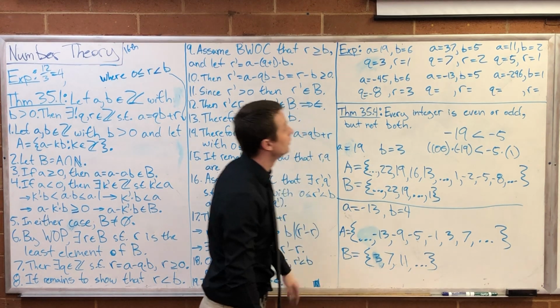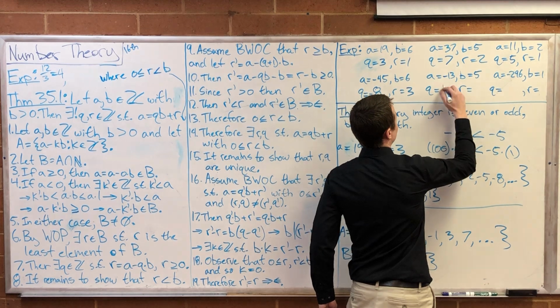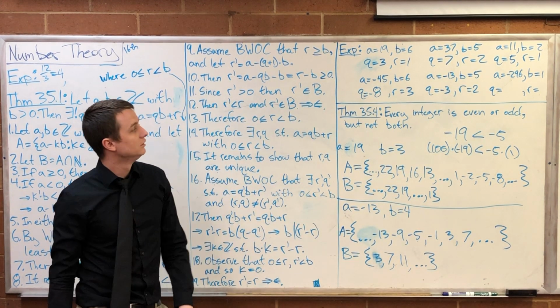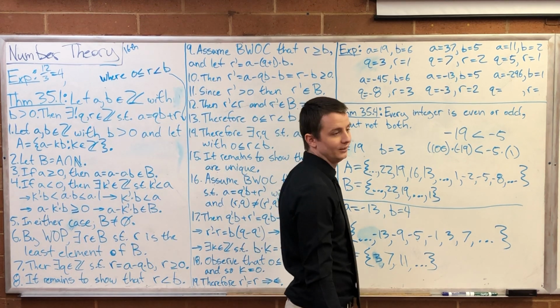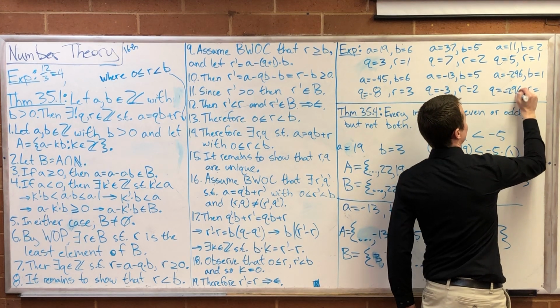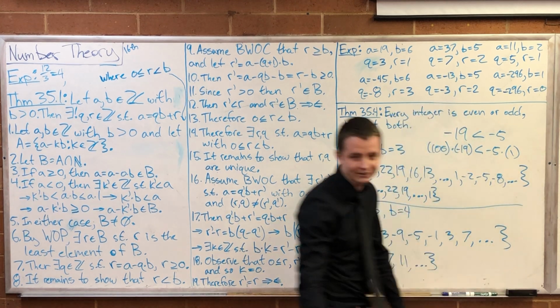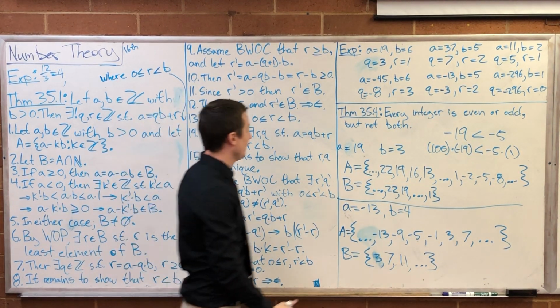Okay, let's do the next one. What's the quotient? Negative 3. What's the remainder? 2. All right. What's the quotient? Negative 296. Divided by 1 is easy. What's the remainder? 0. Okay. Nothing tricky there.